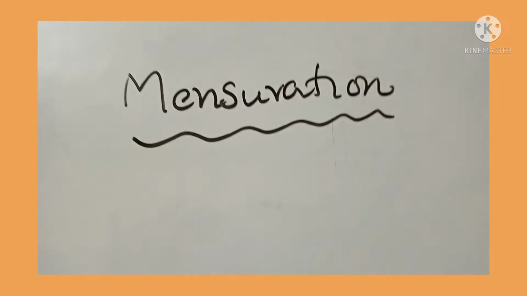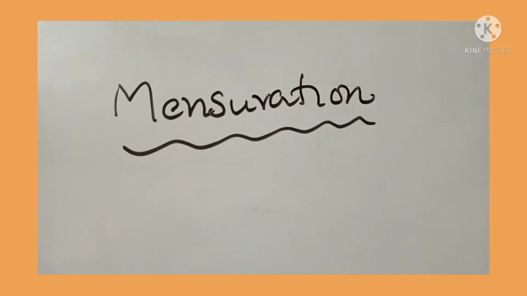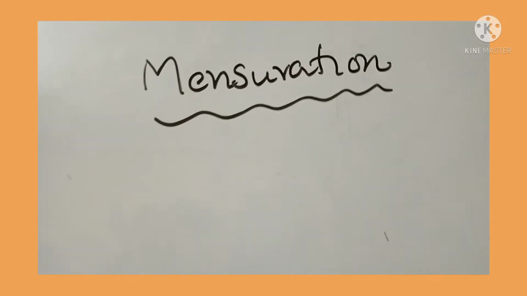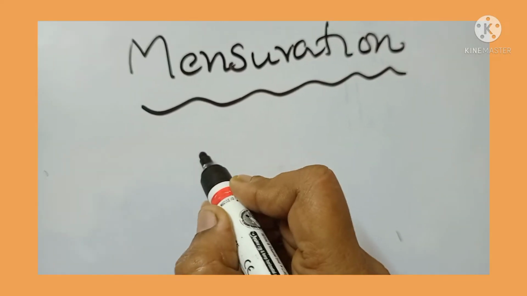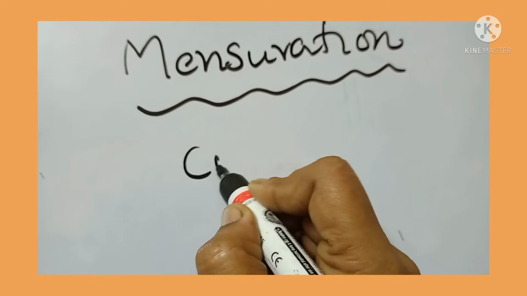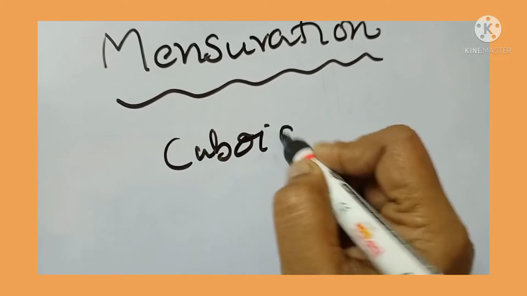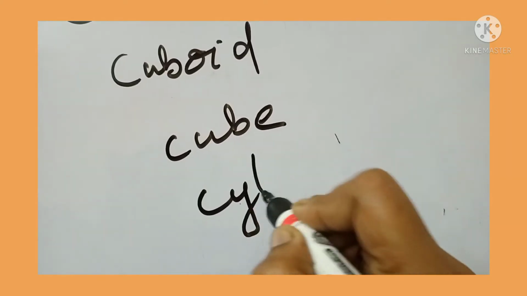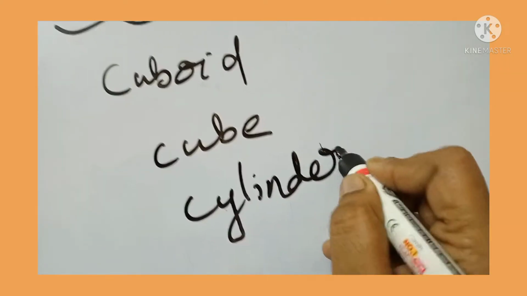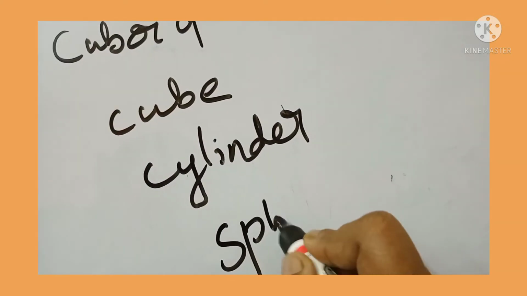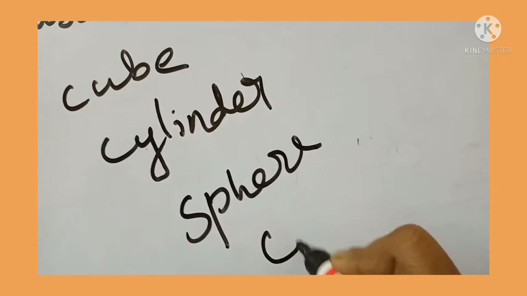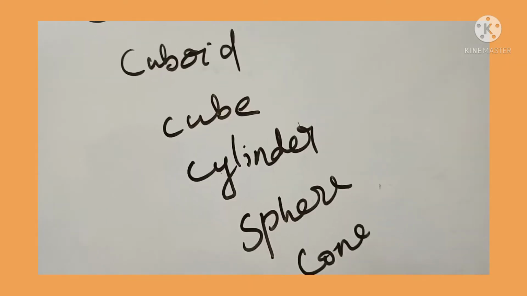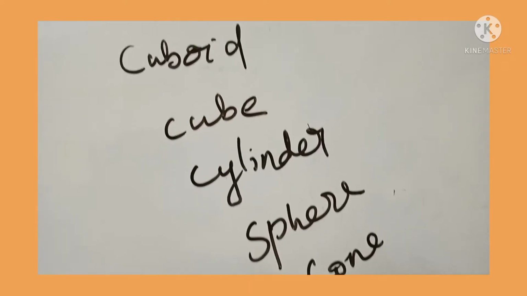Children, in this chapter, we want to study about the total surface area and volume of some solids. For that, we want to know about which are the solids: cuboid, cube, cylinder, sphere, cone. These are the main types of solids that we can see around us.